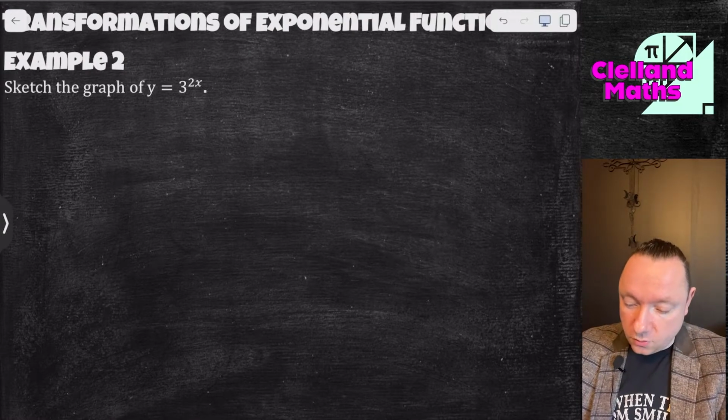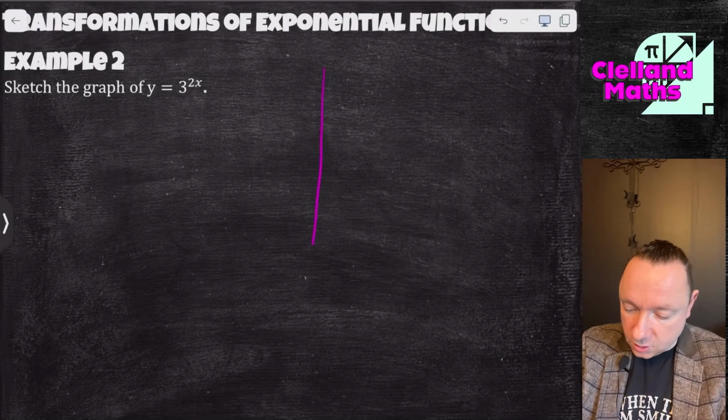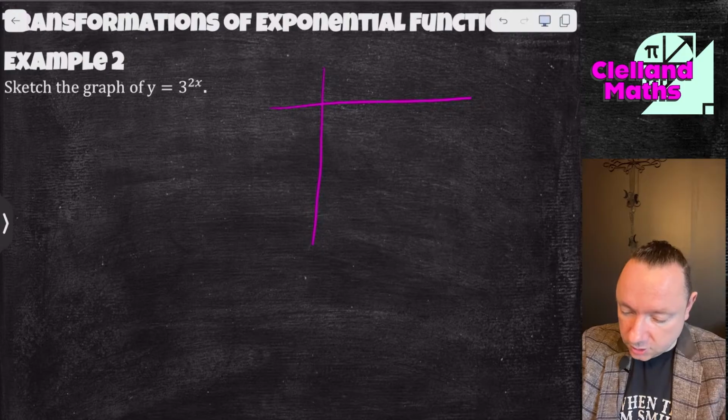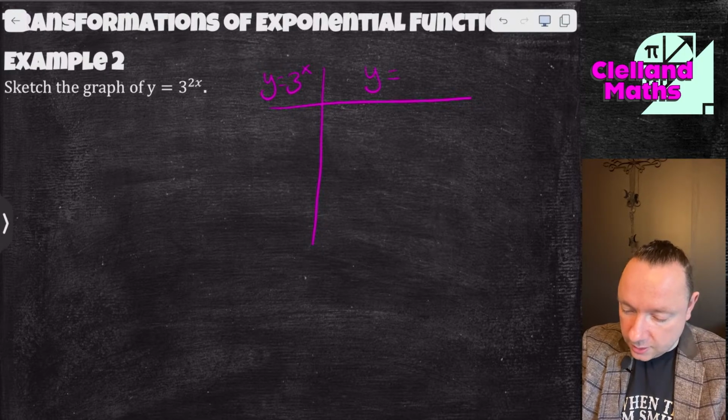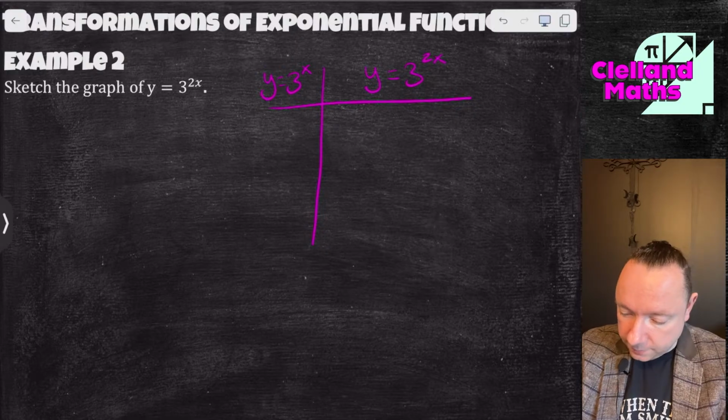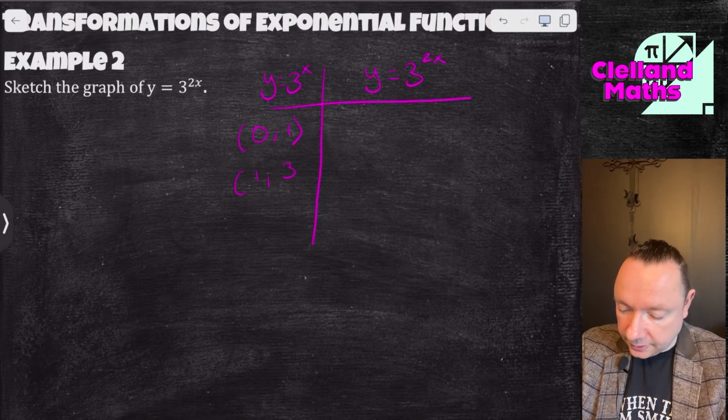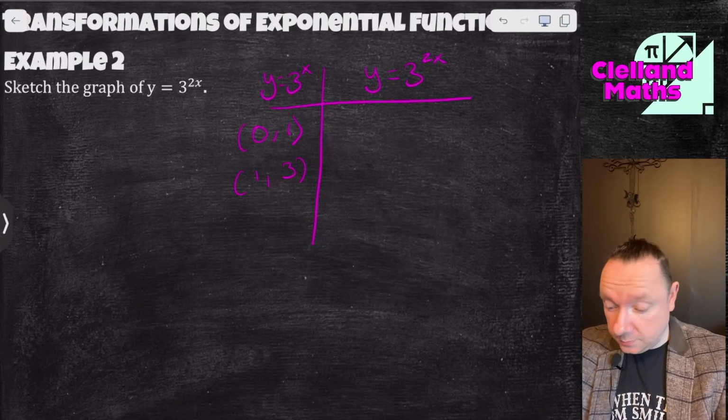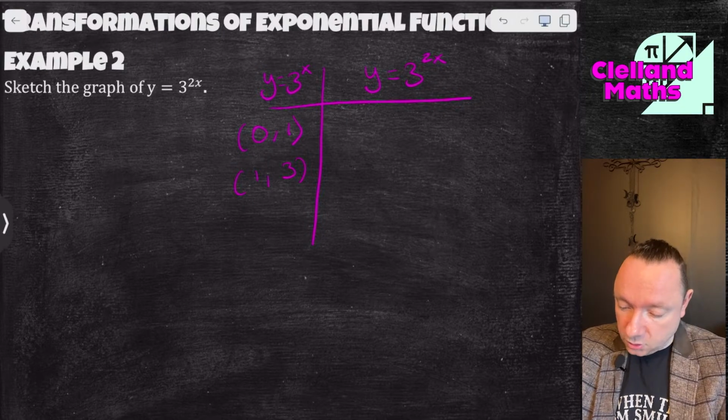Example 2 for transformations of exponential functions in graphs. Sketch a graph of y equals 3 to the 2x. So let's look at our basic function, which is just going to be y equals 3 to the x, and then look at what happens when you times that by 2 there. So our first point, remember, is 0, 1. And then our other point is 1, and then the base is 3. So what happens when we times the x by 2?